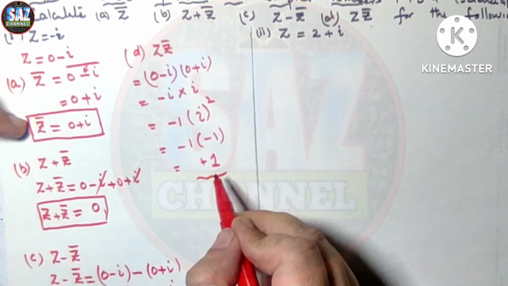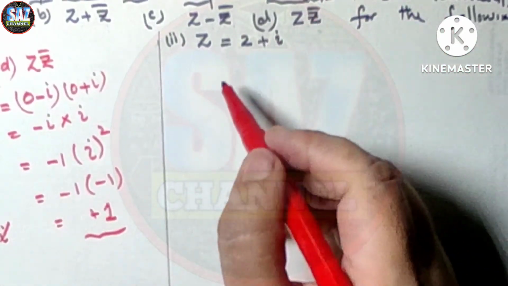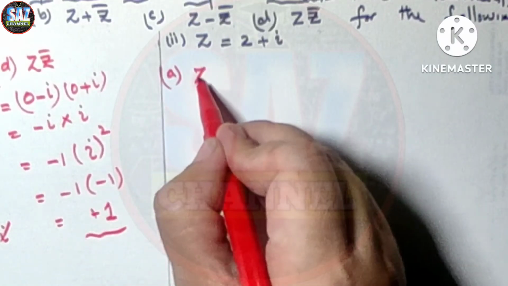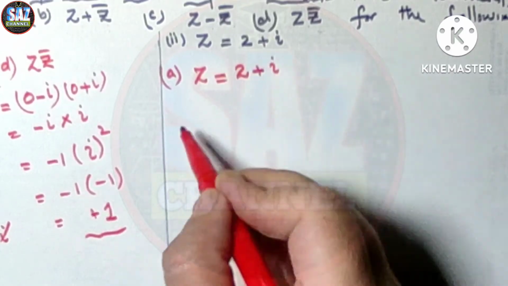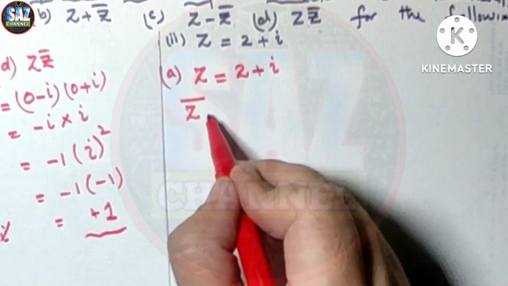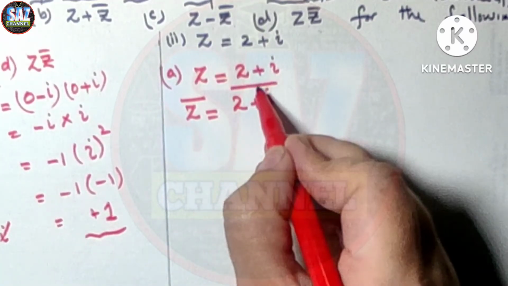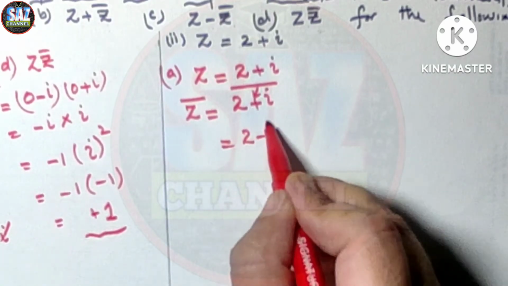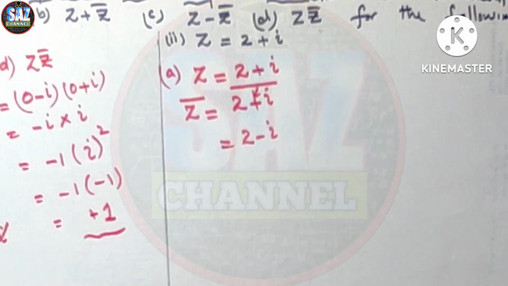Okay, moving to the second part, that is z equals 2 plus iota. The first part, the A part, is that I have to find the conjugate of this. I have to find z bar, and what is the role of the conjugate? I have to put the bar here on 2 plus iota, and the role of this bar is to change the sign, you can see, simply 2 minus iota. 2 minus iota, and let me block this answer for z bar.